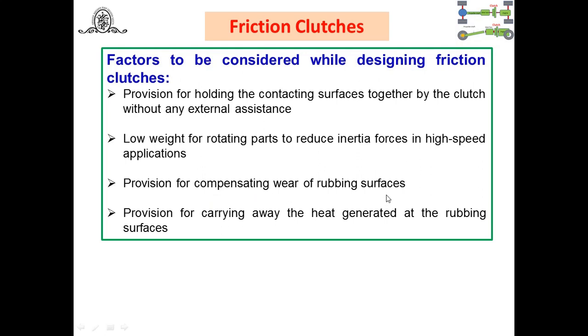And the last factor is provision for carrying away the heat generated at the rubbing surfaces. When they come in contact during the engagement, what is going to happen? Because the friction lining material has a high coefficient of friction, heat gets generated, and how to dissipate that heat from these rubbing surfaces is also an important one. So all these are the general factors that we have to take into account while designing clutches.